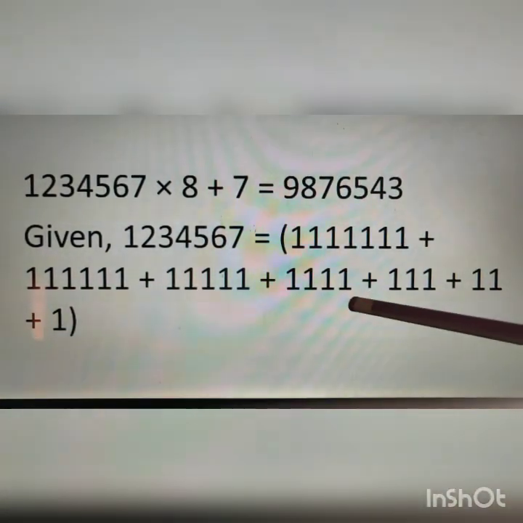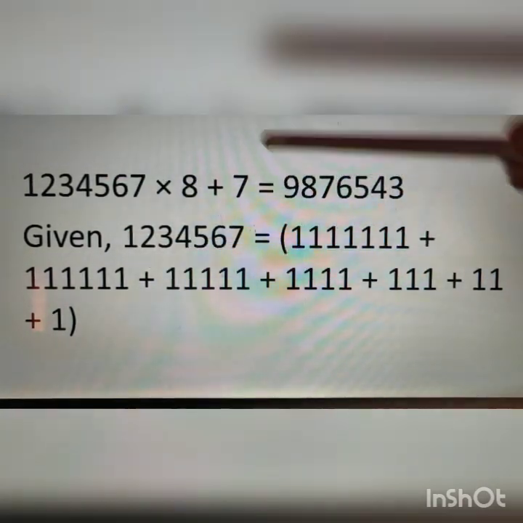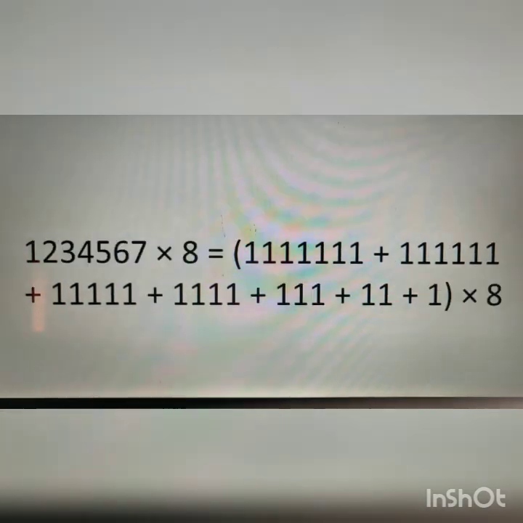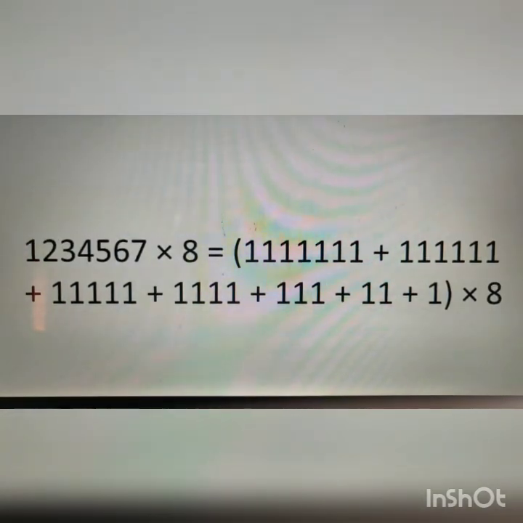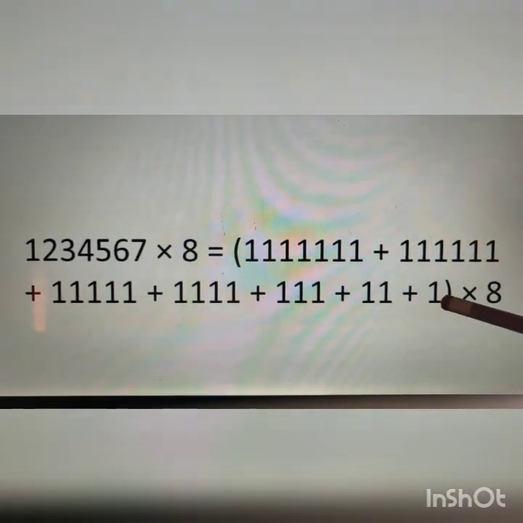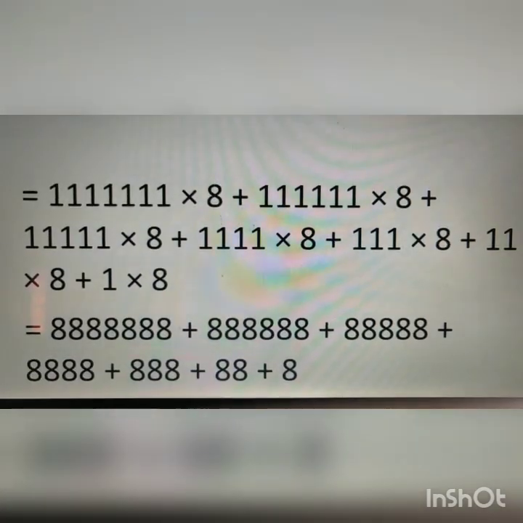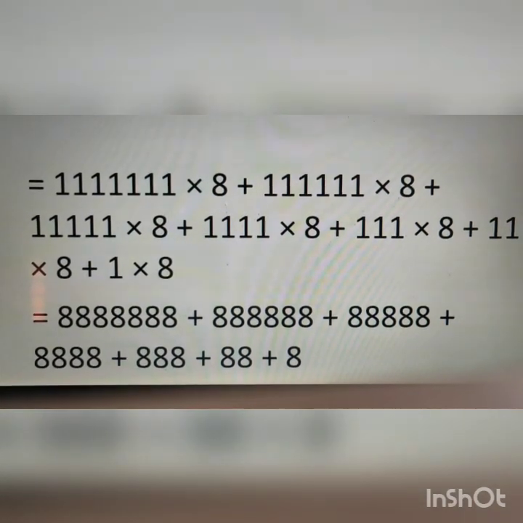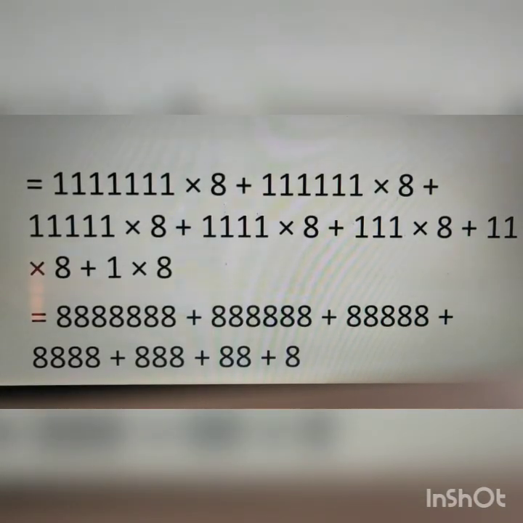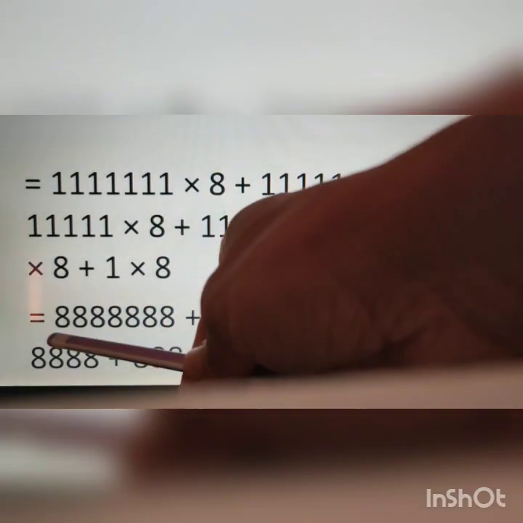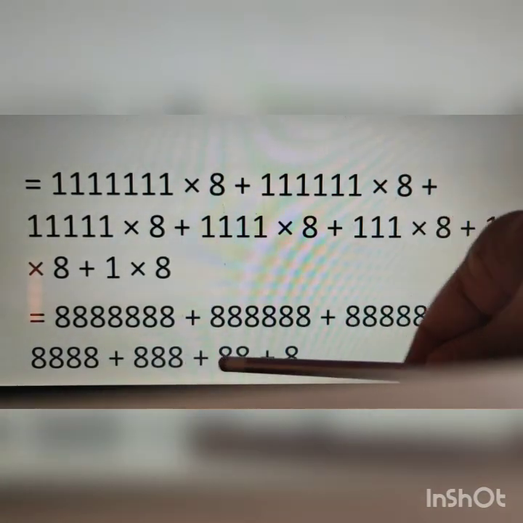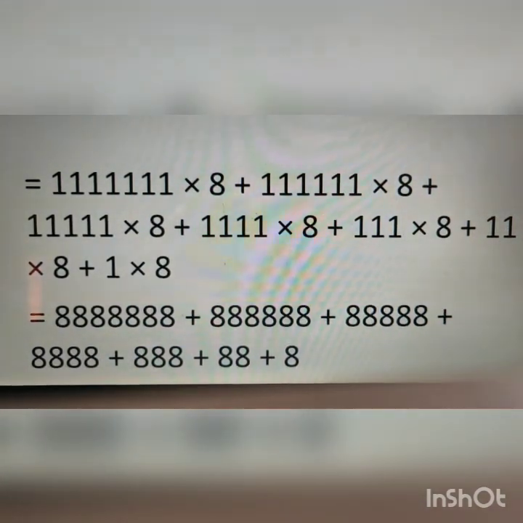Then we will multiply these numbers with 8. After multiplying these numbers with 8, we will add 7. We will get this answer. Multiplying the numbers 7 times 1, 6 times 1, etc. up to 1 time 1. After multiplying, we got 7 times 8, 6 times 8, 5 times 8, 4 times 8, 3 times 8, 2 times 8 and 1 time 8.